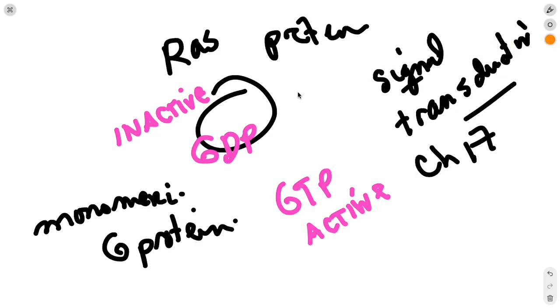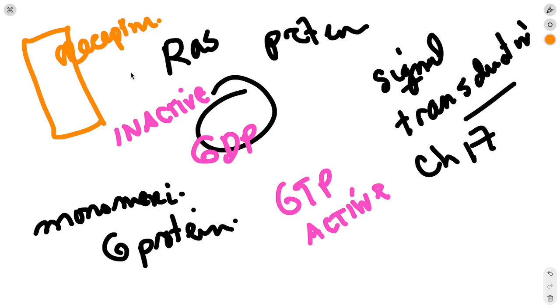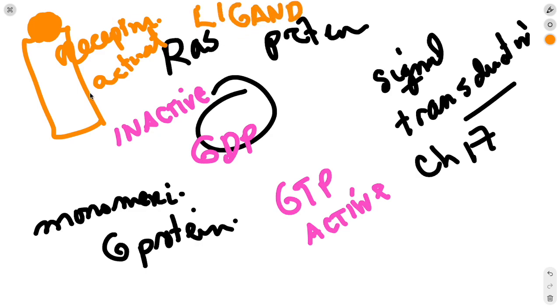It gets activated by the receptor. So over here, there's going to be a receptor. The receptor is going to activate it when the receptor binds to its ligand, that signaling molecule. A small molecule that binds to a protein is called a ligand, so we'll use that word a bunch. A ligand binds, it activates the receptor, it activates RAS.